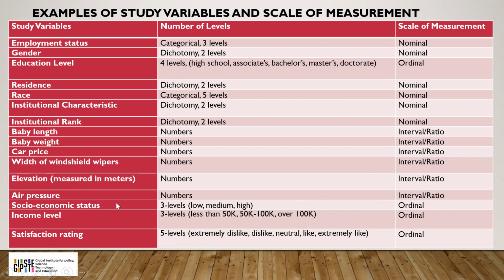We have socioeconomic status that has 3 levels ranked from low, medium, high. That is ordinal because it is ranked. We have income level, also ranked, 3 levels: less than 50K, 50K to 100K, and over 100K. That is also mutually exclusive. It's ordinal. We have the satisfaction rating, that is 5 levels. It's also ranked: extremely dislike, dislike, neutral, like, extremely like. It's also ordered. These are some of the examples of scale of measurement and study variables.